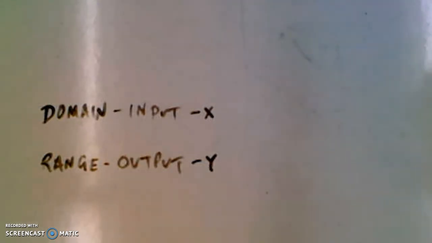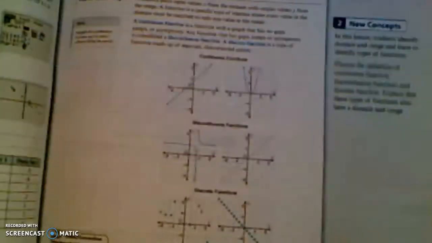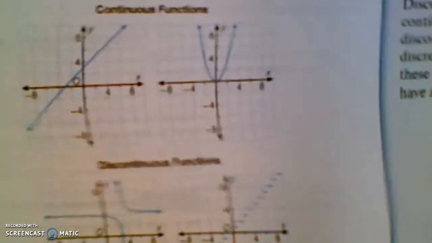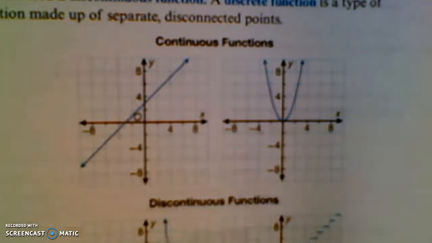First, before we actually get to talking about domain and range, though, the 3 types of functions we're going to talk about today. Continuous, discontinuous, and discrete. So continuous and discontinuous are, I think, pretty obvious from the way they're named. If something is continuous, what does that mean? It goes on forever. It's uninterrupted, right?